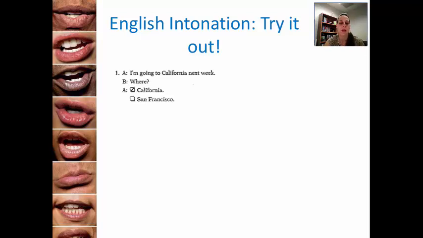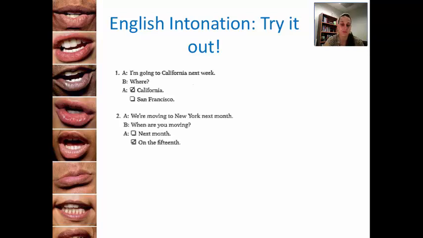So let's do that again. I'm going to California next week. Where? San Francisco. Instead, if the person says, I'm going to California next week, and I say, where? Then they understand that I haven't understood what they've said, and so they repeat California.